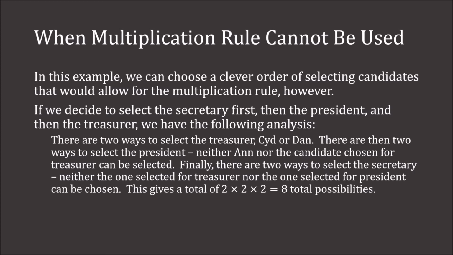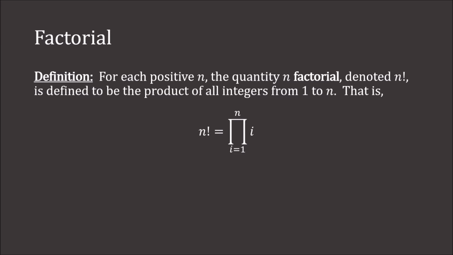Before we continue on with counting, we have to introduce a new notation known as the factorial notation. So for each positive integer n, the quantity n factorial, which is denoted n with an exclamation point, is defined to be the product of all integers from 1 to n. That is, n factorial is the product of i for i equals 1 to n. Furthermore, we define 0 factorial to be 1.